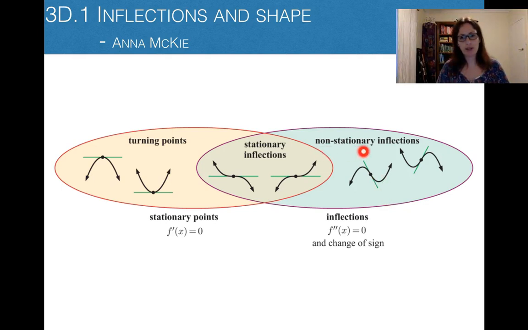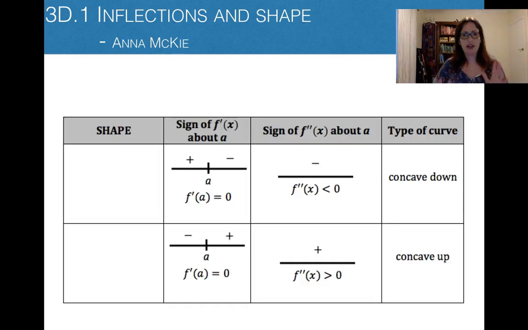And what we mean by non-stationary is they're not stopped. They're on the move, if you like. So this one goes from concave down to concave up in one swift motion without a horizontal tangent, without pausing, or the vice versa. So when we come to classify stationary points and inflection points, sometimes there's a double up. So come back to this one if you need it.